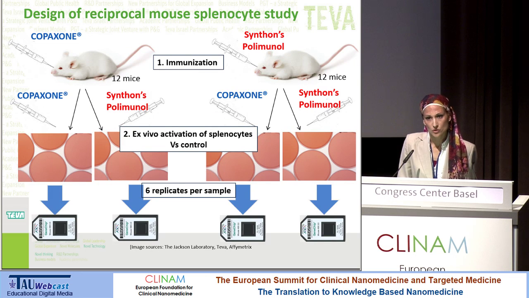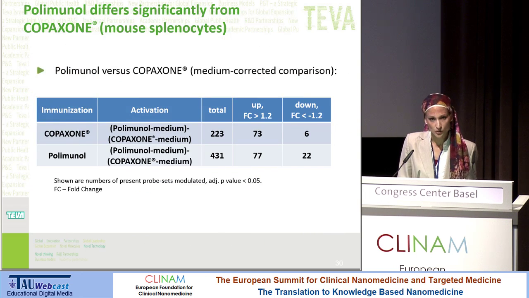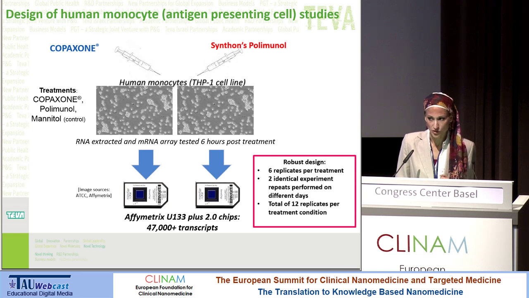We then also ran the same experiment with a reciprocal design to ensure that the differences we capture are drug-specific. And indeed, hundreds of different genes were affected. They were related to known functionally relevant disease-related activities, such as IL-18.